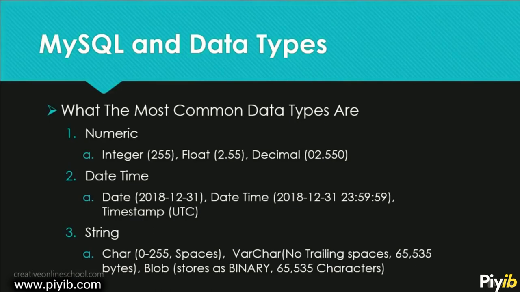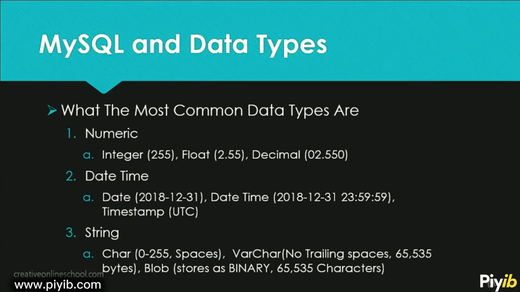However, it can round numbers and it truncates leading and trailing zeros. The decimal type is like the float type, but it stores the exact number without any rounding or truncating. The second category is called date time and relates to storing dates.